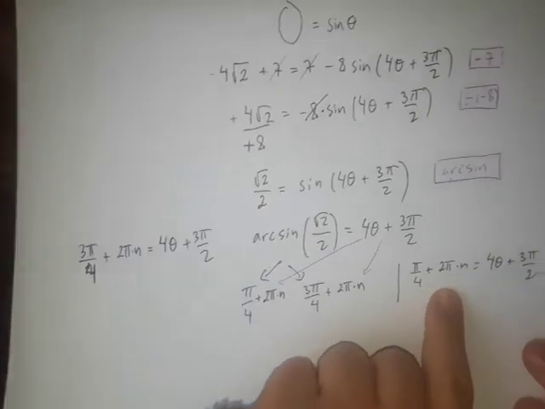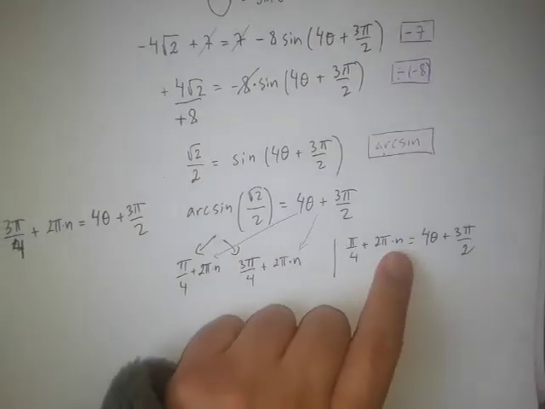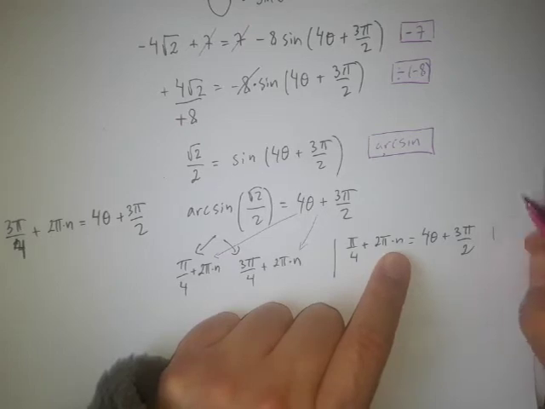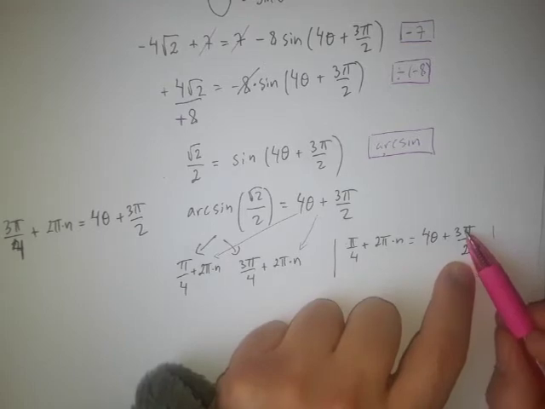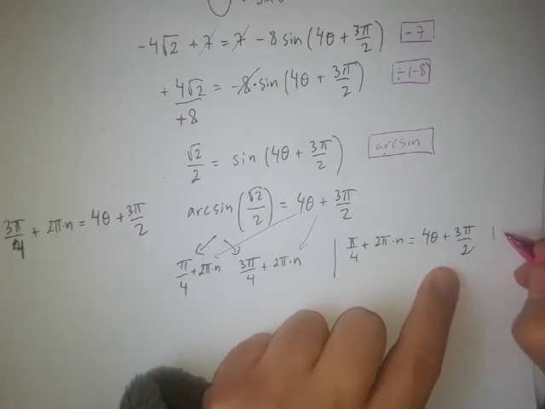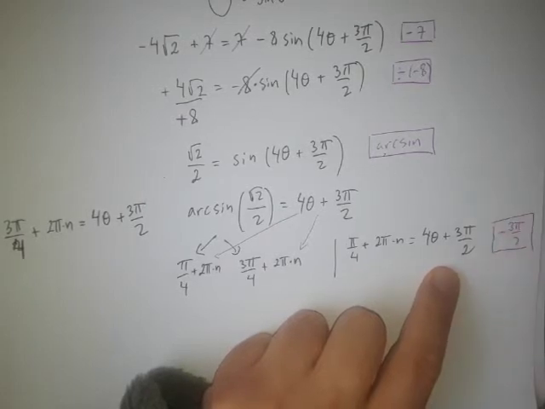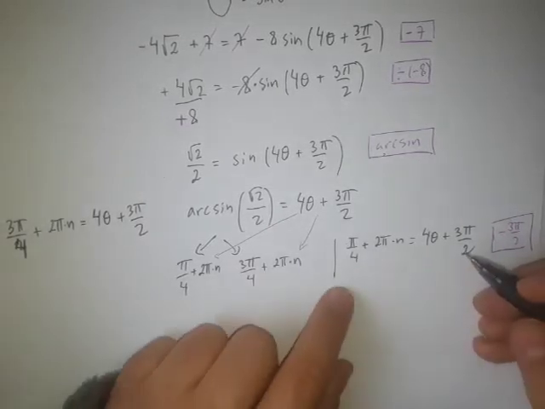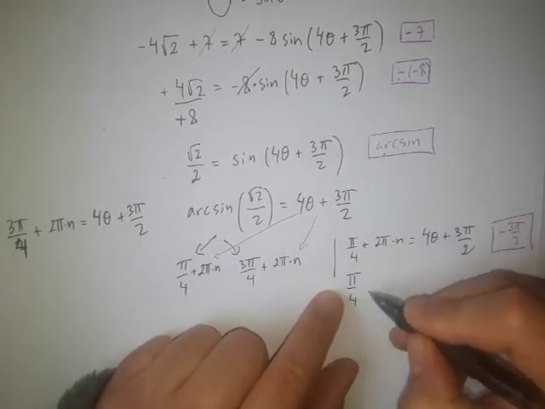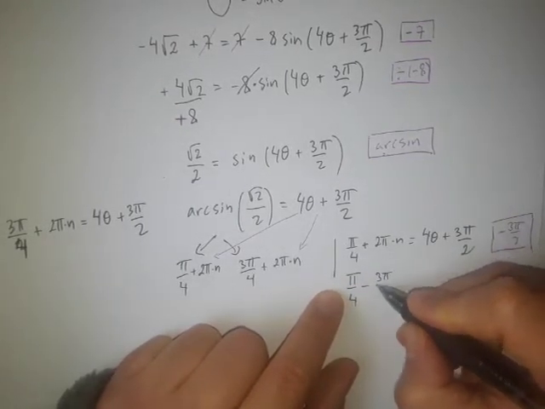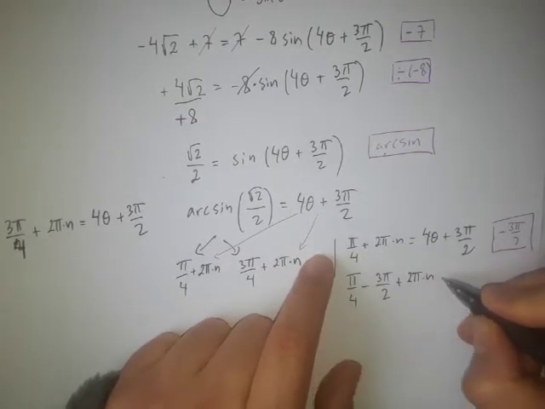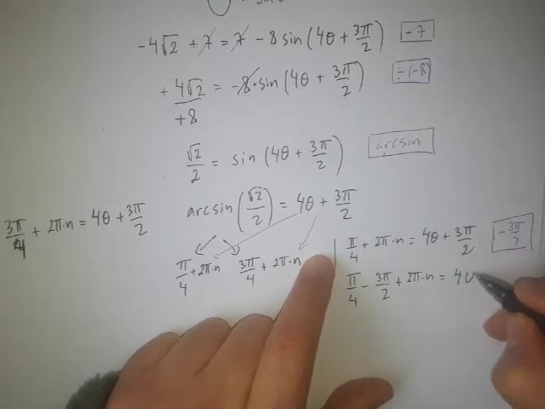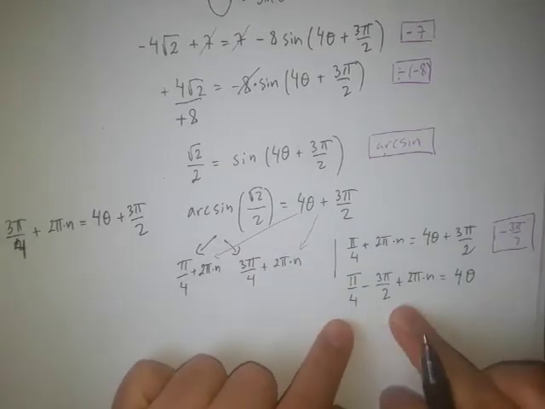I'm sorry that this has been cut off. So here we have to subtract. We're trying to solve for theta, right? So that means that we have to subtract this to get to the other side. So we have to do minus 3 pi over 2 on both sides, right? And then that means that we have pi over 4 minus 3 pi over 2 plus 2 pi times n equals 4 theta.